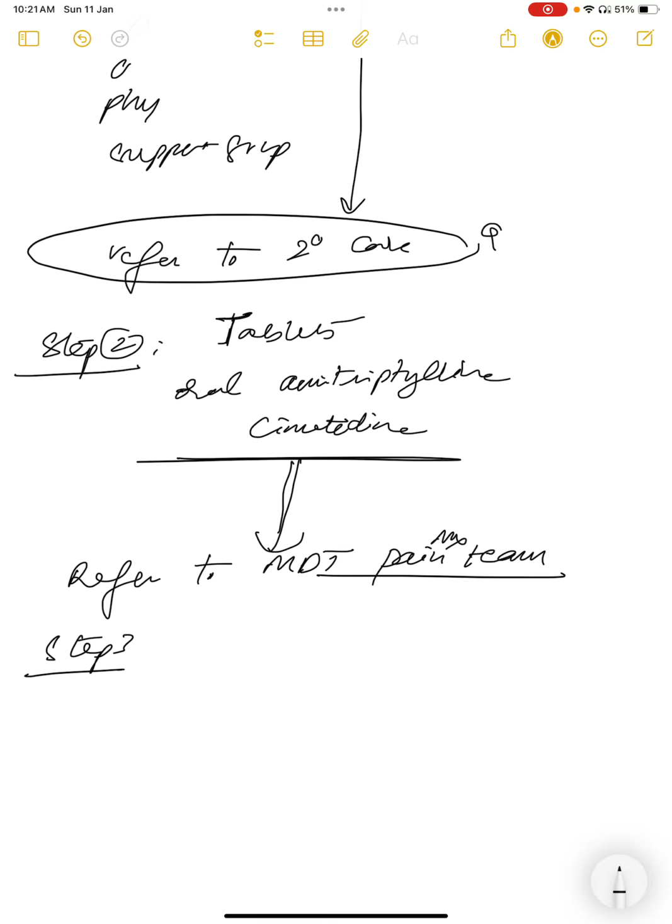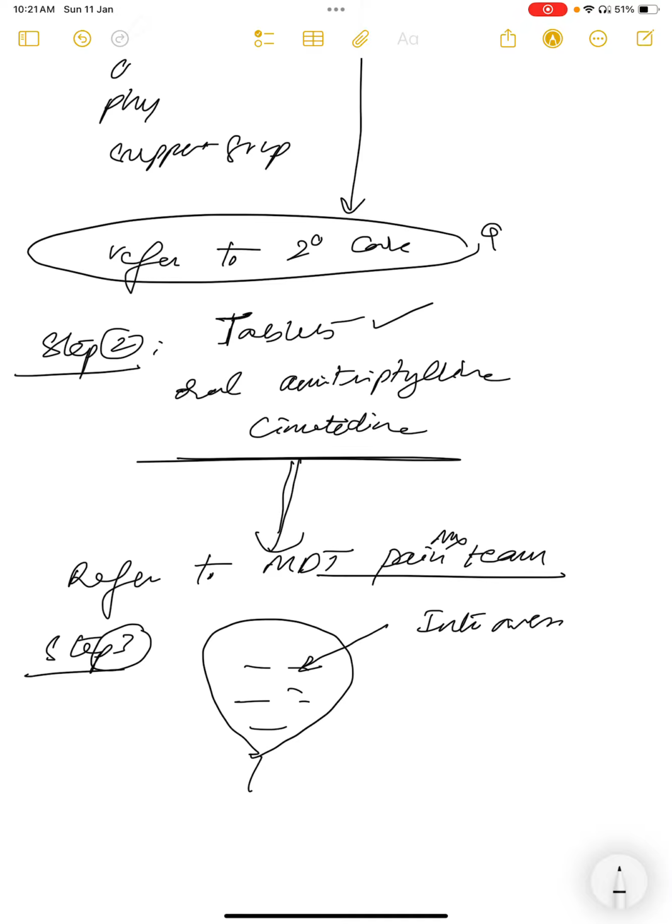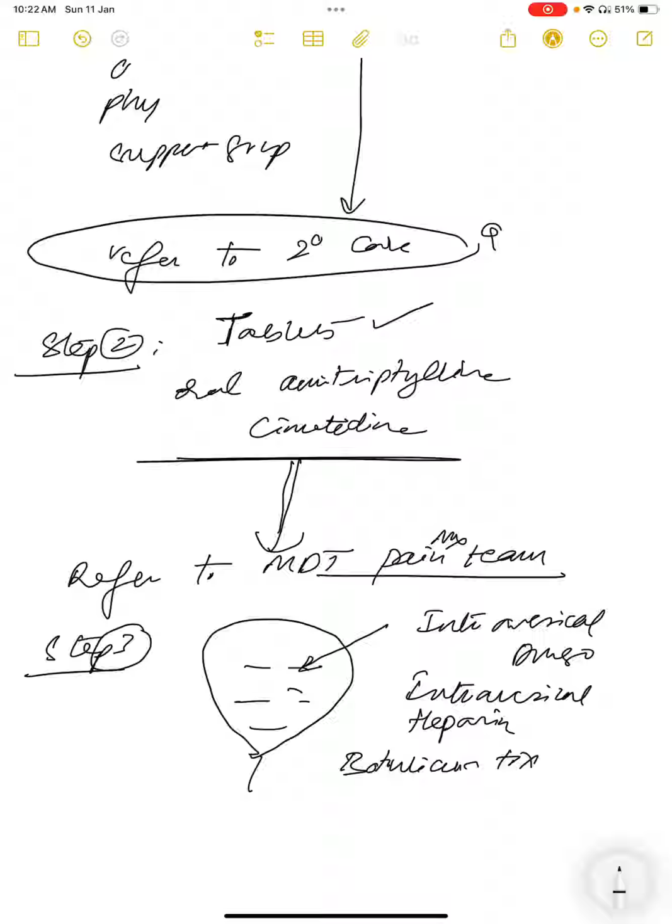Next, step three. You already gave tablets, right? Now the main problem is the bladder. The bladder is showing pain, so you give some medications into the bladder. That is intravesical DMSO, and intravesical heparin. And the most favorite, botulinum toxin A.